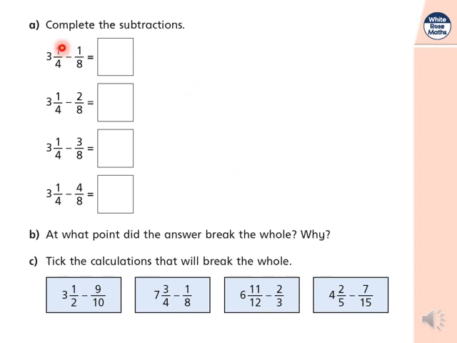So if you notice, you're looking at the same number, 3 1/4. You're taking away 1/8, 2/8, 3/8, 4/8. Which calculation did you have to do that involved breaking the whole? And why did that happen? So you need to identify what point did the answer break the whole, and why did it happen? And then question C, tick the calculations that will break the whole. Looking at these, which ones would you have to break, and just write them down. Pause the video and have a go at those 3 questions.